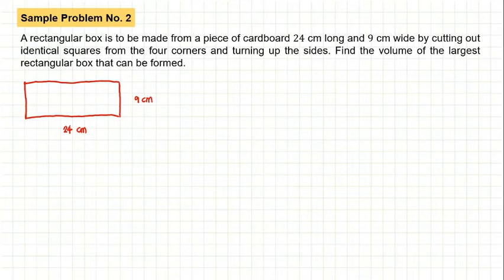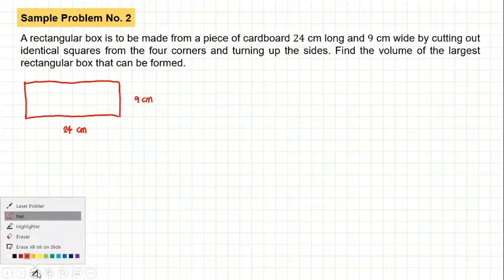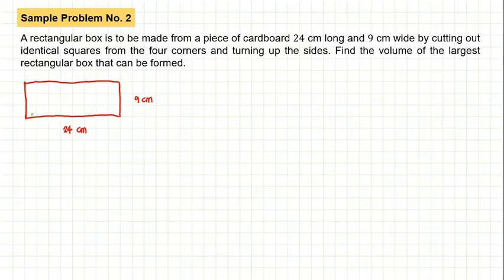Then according to the problem, we are going to cut out four identical squares from the four corners. Okay, so therefore, suppose we will have these corners. So ito, suppose yung ating mga squares. Ayan, 1, 2, 3, and we have 4. So there. So we are done with our illustration.